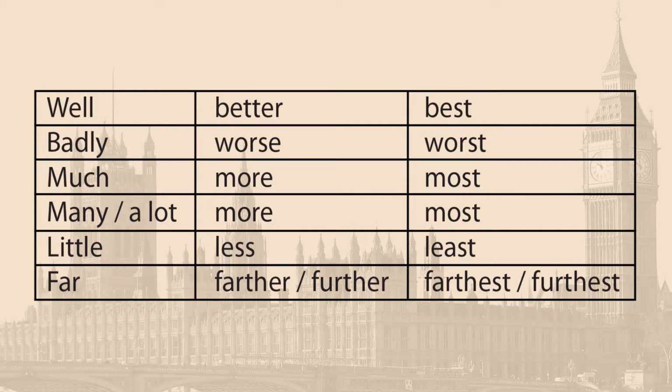Some adverbs are irregular. For example, the adverb for the adjective good is well. Well, better, best. Bad, badly. Worse, worst. Much, more, most. Many or a lot. More, most. Little, less, least. Far, farther or further. Farthest or furthest, with a difference in the meaning and usage.